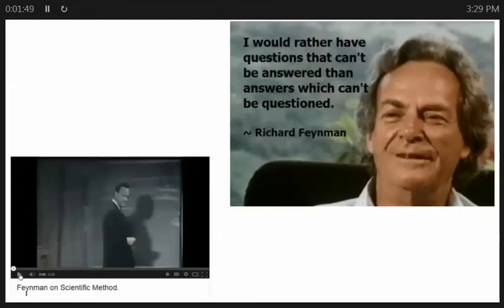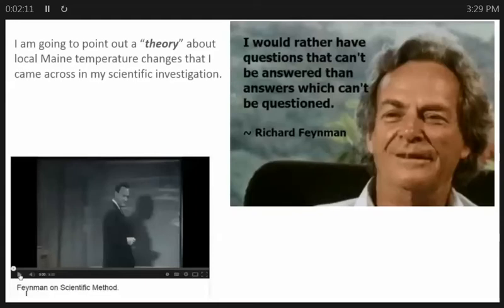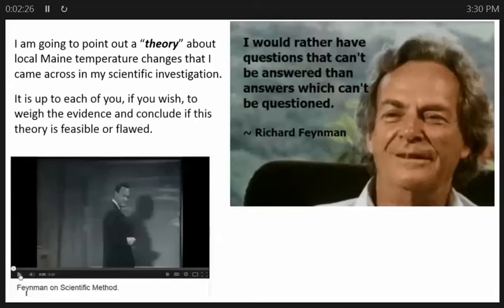Now we mentioned in part 3 that there was a theory I came across that might explain why there was a huge drop in temperatures 1904, 1905, and then a rise in 1925-26. But before we present that theory, we want to talk about the definition of a theory. Keep in mind that this theory about local Maine temperatures is something I came across in my scientific investigation. It's not something that I theorized myself. And it's up to each of you to weigh the evidence and conclude if the theory is feasible or flawed.